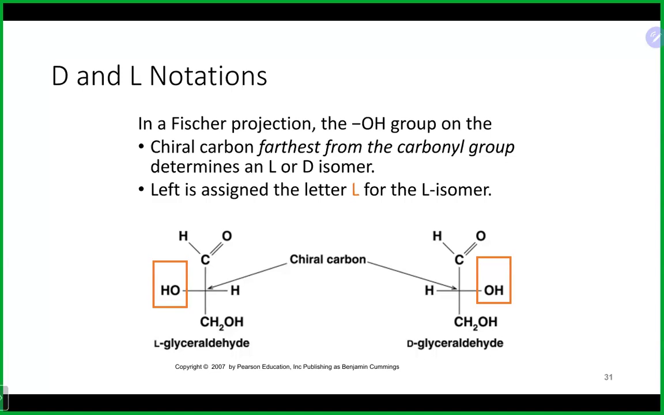So again, the idea as we've been talking about is wherever that functional group is located, which should usually be towards the top, we are looking for the very last chirocarbon down the road. And the location of where that OH group is going to determine that L or that D isomer of it.